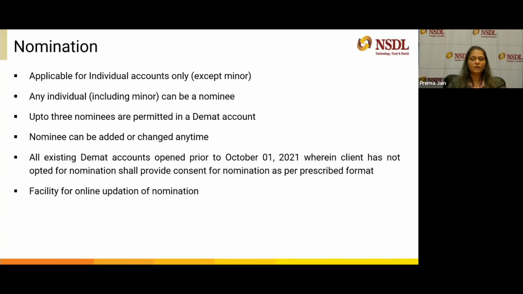nomination can be made only by individuals holding beneficiary owner account either singly or jointly. In minor account, there cannot be a nomination. Nomination or opt out of nomination should be taken as per the prescribed format given in NSDL's circular number 16 issued on 3rd February 2023. There can be only 3 nominees in a Demat account. NSDL has enabled online nomination link for updating the nomination details in client accounts.